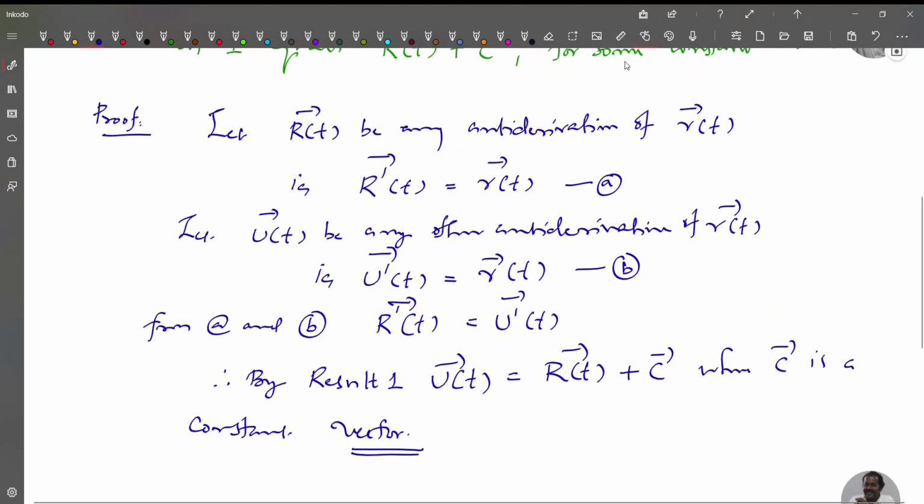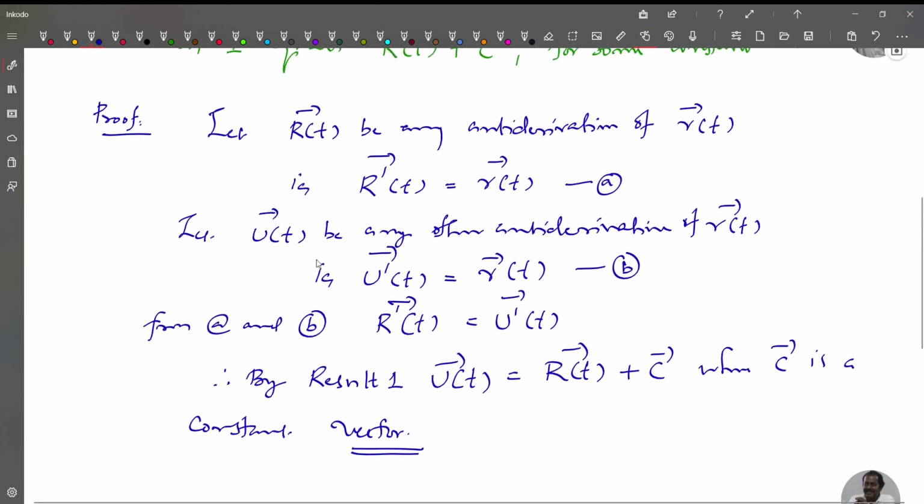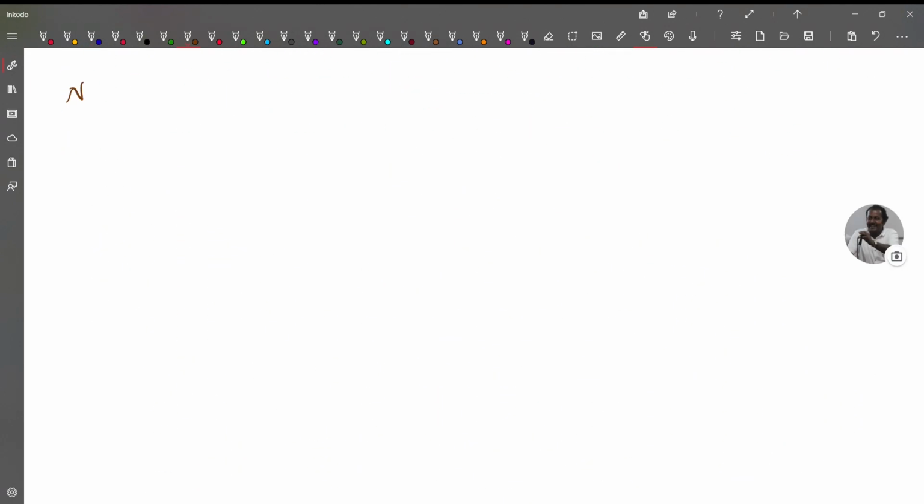So if R of t is any antiderivative of r of t and u of t is another antiderivative of r of t, then u of t will be equal to R of t plus c, where c is a constant vector. This proves result 2. Now we prove result 3.